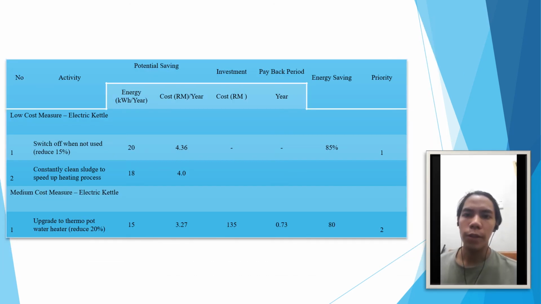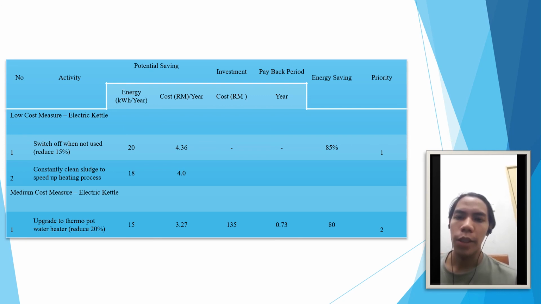Low cost measure for the electric heater, first one, is to switch off when not used. It will reduce 15% of energy, that is 20 kilowatt hour and will cost around RM 4.36. Second one is to constantly clean the slice to speed up the heating process. It is 18 kilowatt hour and it will cost around RM 4.